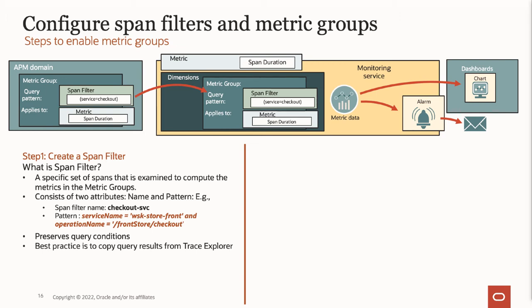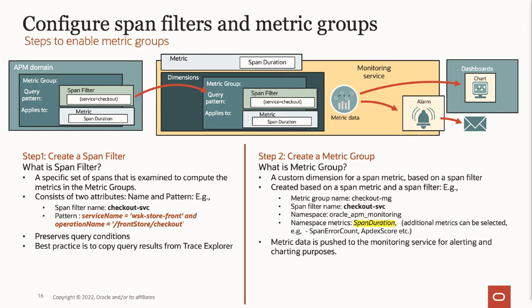To create a pattern, you will need to know what dimensions are available and use correct names and values. To find them out, you can refer to the list of dimensions in the fields section in Trace Explorer. The best practice for creating a valid pattern is to run predefined queries in the Trace Explorer, play around, and modify the query. Once you have a satisfactory result, copy the text from the query view. Step 2 is to create a metric group.